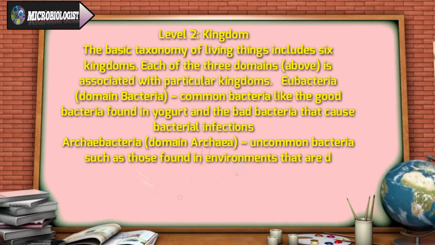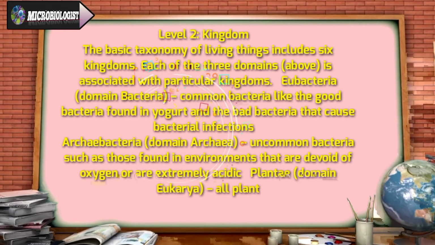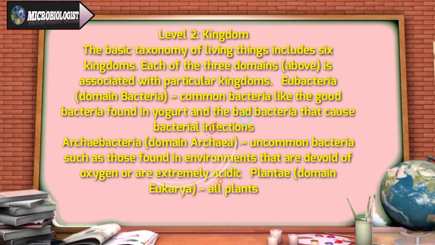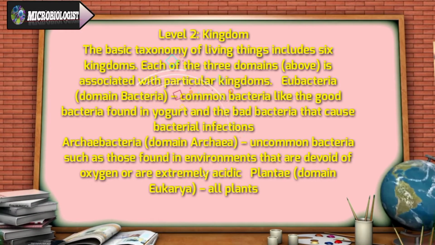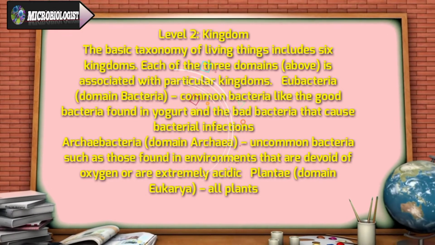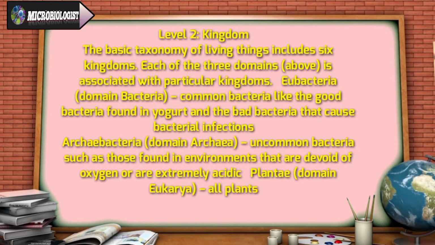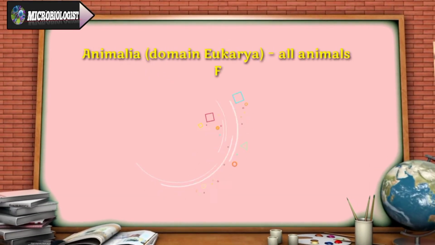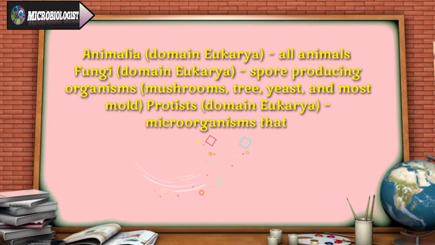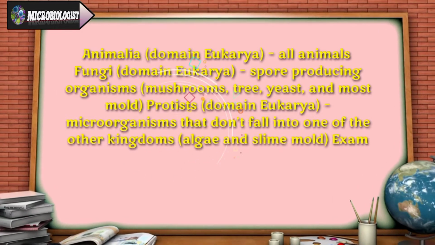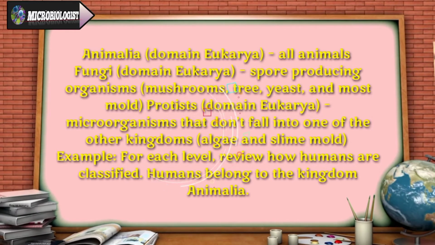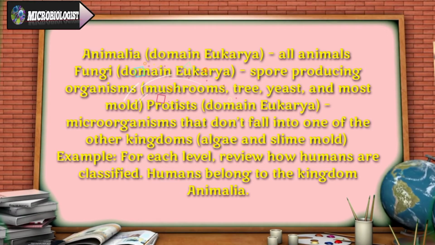Eubacteria, domain Bacteria: common bacteria like the good bacteria found in yogurt and the bad bacteria that cause bacterial infections. Archaebacteria, domain Archaea: uncommon bacteria such as those found in environments that are devoid of oxygen or are extremely acidic. Plantae, domain Eukarya: all plants. Animalia, domain Eukarya: all animals. Fungi, domain Eukarya: spore-producing organisms, mushrooms, yeast, and most mold. Protists, domain Eukarya: microorganisms that don't fall into one of the other kingdoms, algae and slime mold.